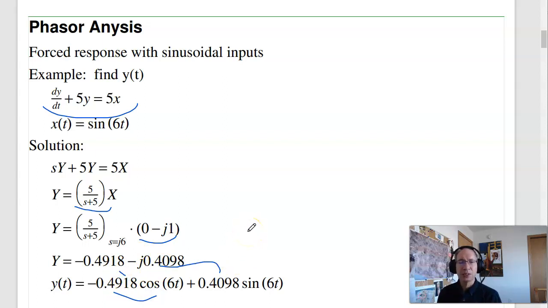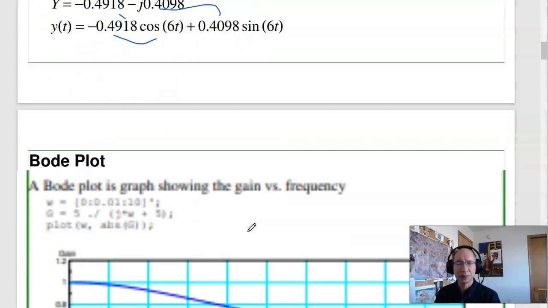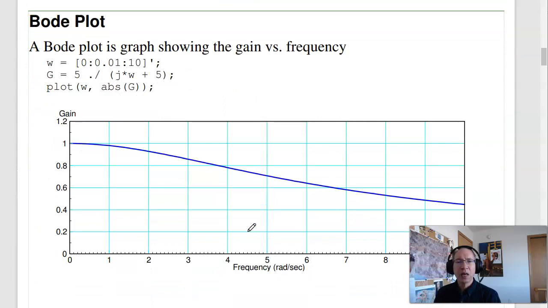So with phasors, I can solve this differential equation fairly easily. I just have to use complex numbers. That's why we like phasors. That's why we love sine waves in electrical and computer engineering. Bode plot is a graph showing the gain versus frequency.